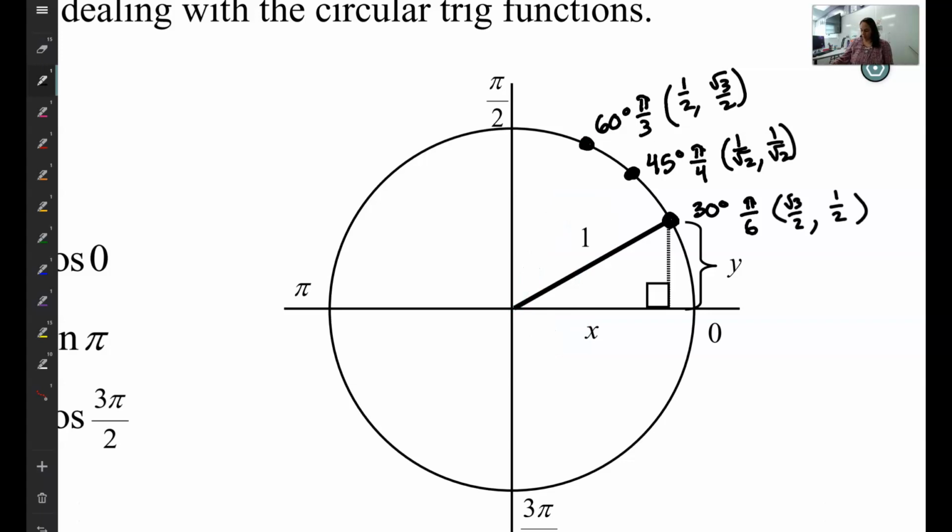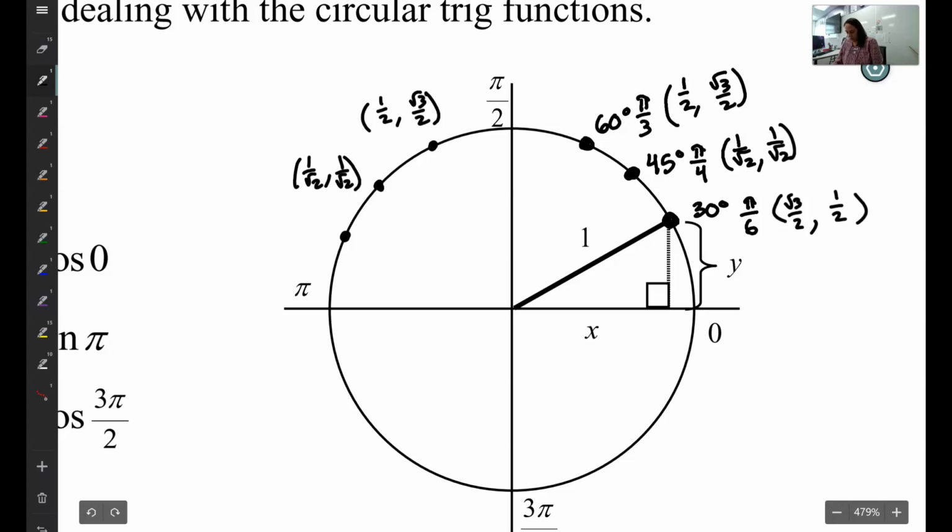The cool thing about this next part is I can then flip these over, and this one is going to be this point, 1/2, root 3 over 2. The second one is 1 over root 2, 1 over root 2. I'm just reflecting these points across, and root 3 over 2, 1/2. And now I just need to go through and add my negatives, because this is quadrant 2, which means all those x values are negative.